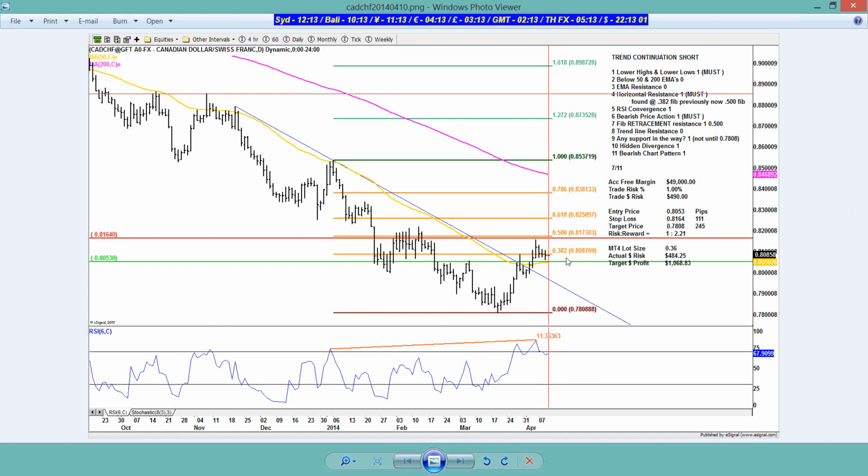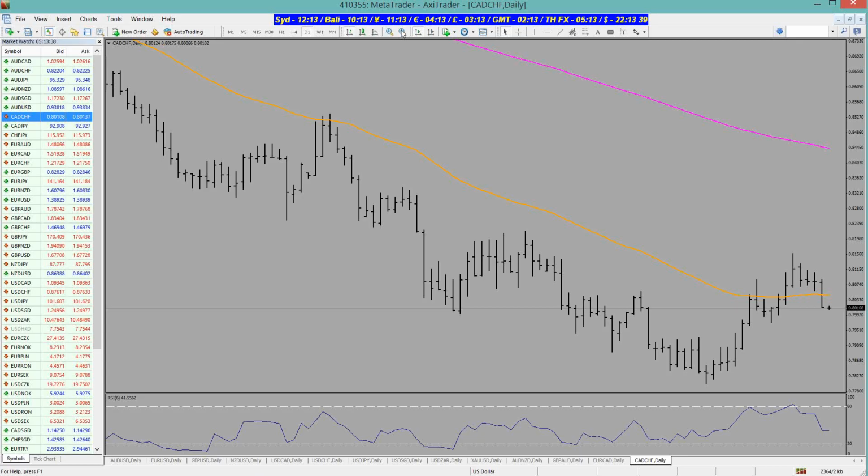We've got the fib, right? Yeah, we're getting 50. Is there a horizontal there? RSI divergence, bearish price. Fib retracement. Yeah. Trendline resistance. Yeah. Any support? No. Hidden divergence. Yeah, there is hidden divergence. Yeah, it's good. The only thing we need to find is that horizontal.